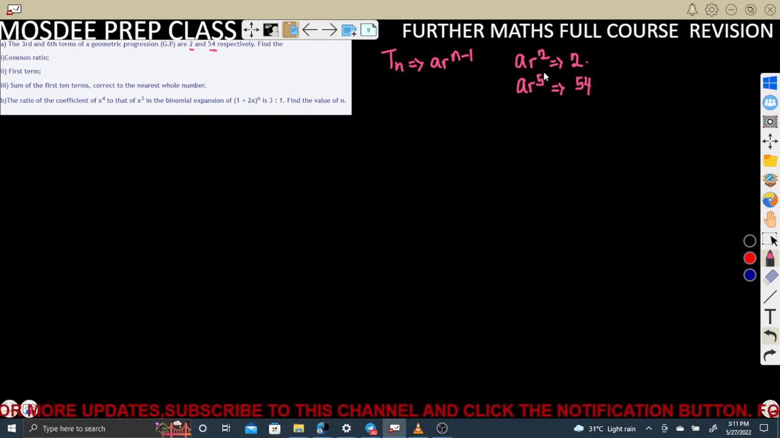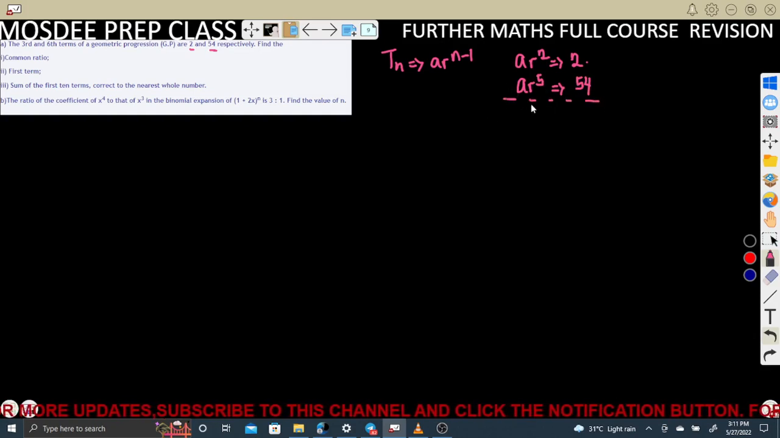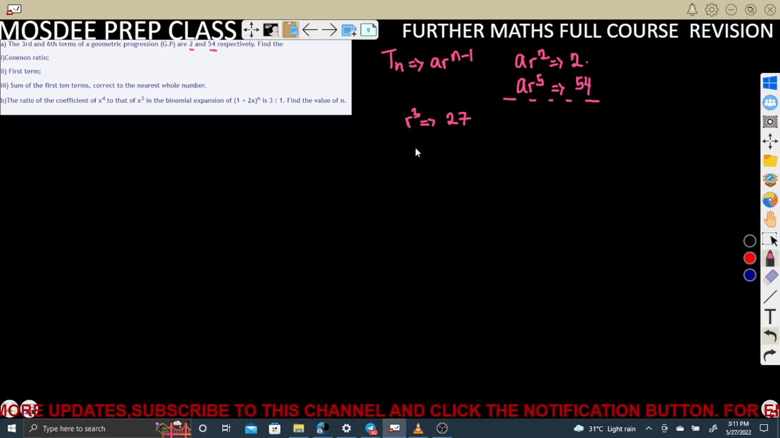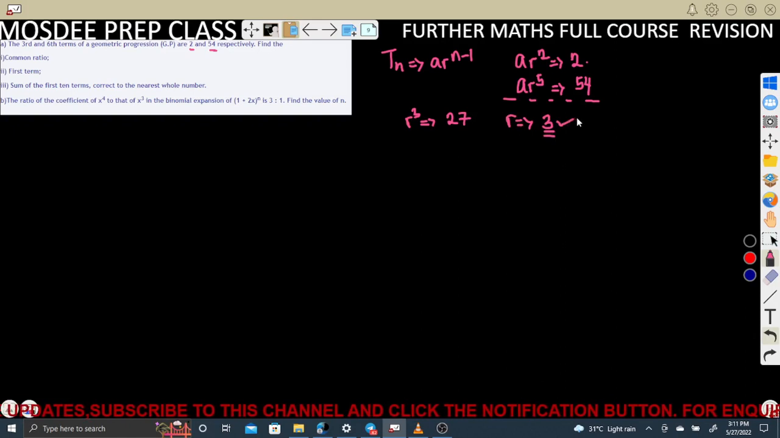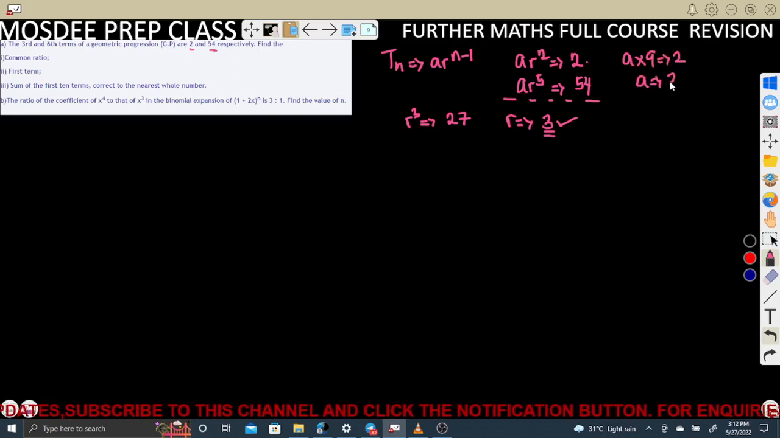To solve this one, you divide 54 by 2, and A will get cancelled out. You have r cubed equals 54 over 2, which is going to give you 27. I know teachers have done it; there are lots in mathematics, and also in further maths, to explain the aspects of GP, AP, harmonic sequence, and so on. So here you can say r is equal to 3, taking the cube root of both sides. On substitution, you get a times 3 squared, that is 9a equals 2, then a is 2 over 9. So from that, we were able to find the common ratio and first term. The common ratio is 3, the first term is 2 over 9.